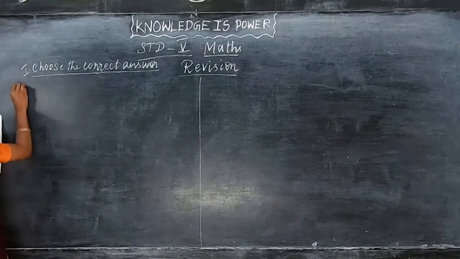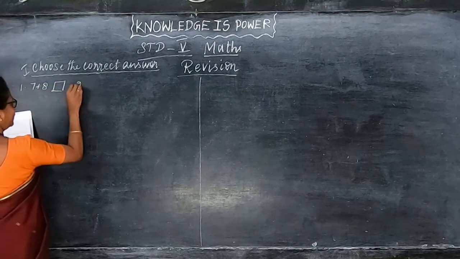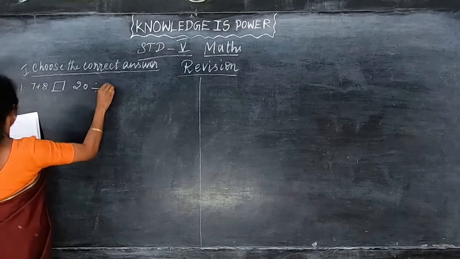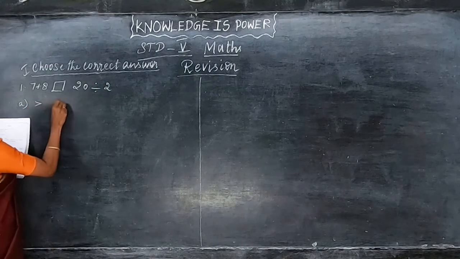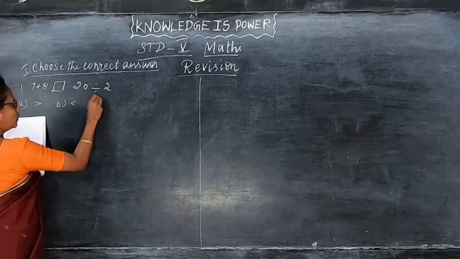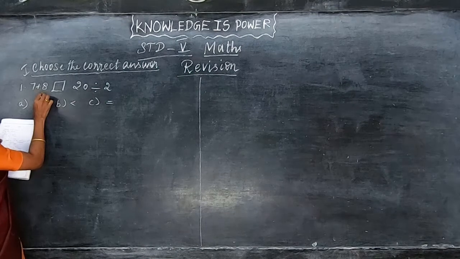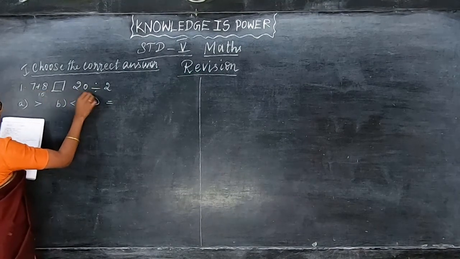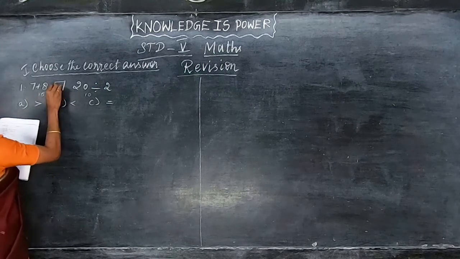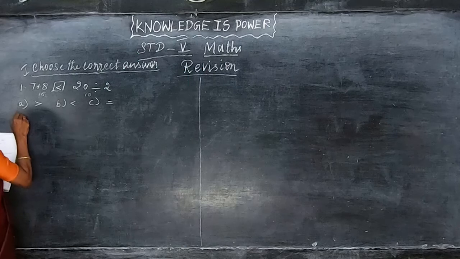First one is 7 plus 8 box 20 divided by 2. In this you have to put the symbol: greater than, less than or equal. Here 7 plus 8, what is the answer? That will be 15. Then 20 divided by 2 is 10. So 15 is greater than 10. Then put the arrow mark like this.